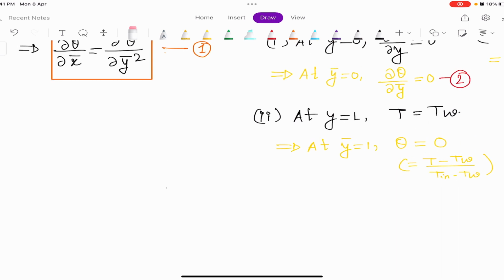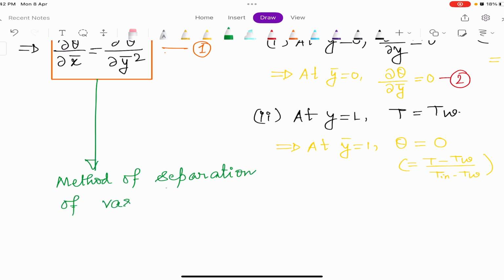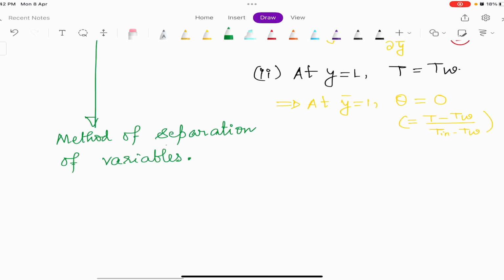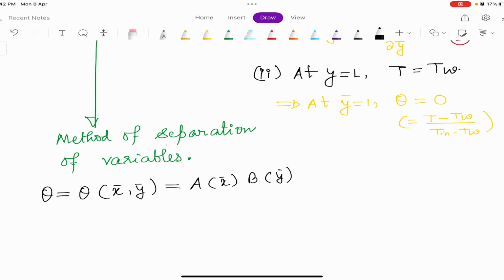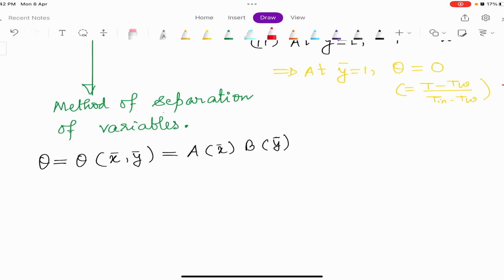Now similarly we will solve this problem, and we will apply here the method of separation of variables. Here theta is a function of x bar and y bar. So let us write it as A of x bar into B of y bar. I will give this equation the number 5.